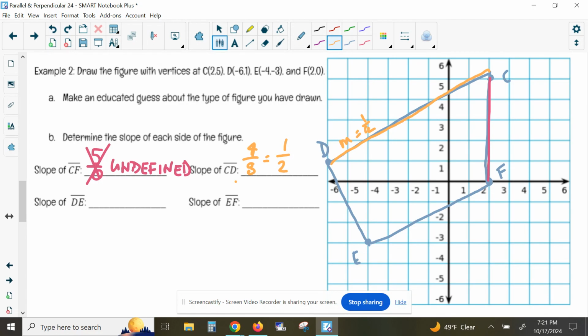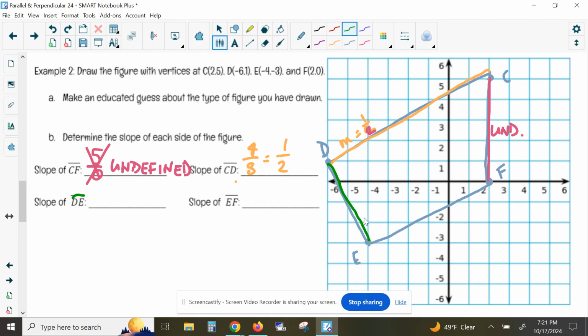Oh my gosh, that's a half. And over here, I'm just going to put UND for undefined. Okay? That is a 2. That's the ugliest 2 in the world. Okay, that looks a little better. Okay, let's do DE. D to E is right here.